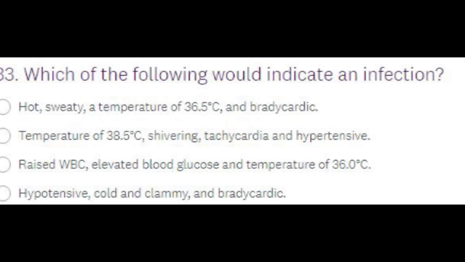Option B is the right answer. Temperature of 38.5 degrees Celsius, shivering, tachycardic and hypertensive. This can indicate an infection.